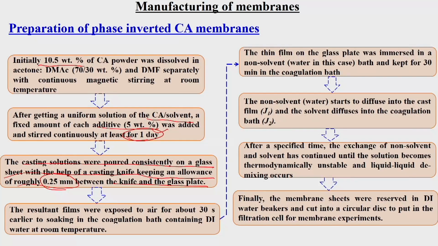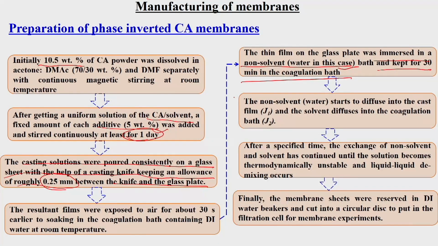Then the film on the glass plate was immersed in a non-solvent, water in this case, and kept for 30 minutes in the coagulation bath. So there we can see the phase inversion will take place. Up to this point it was in the liquid phase, meaning inside the solvent. Suppose the solvent is DMSO, and acetone, DMSO, DMF are there. So now we are placing this in water.